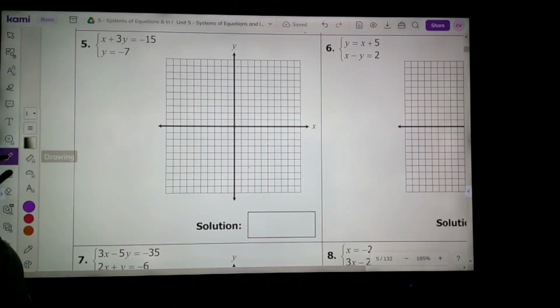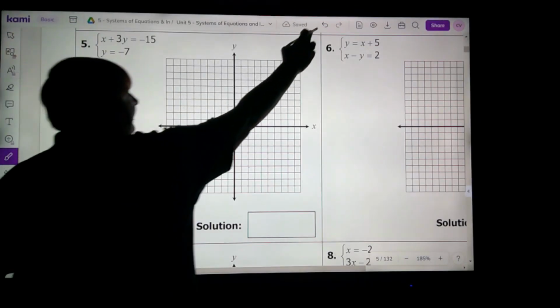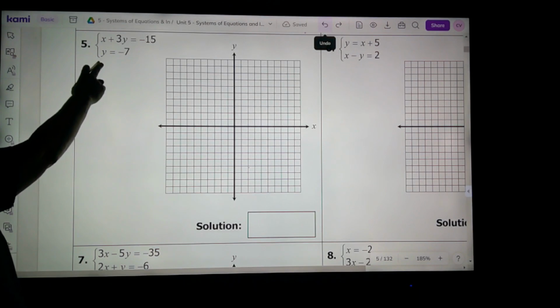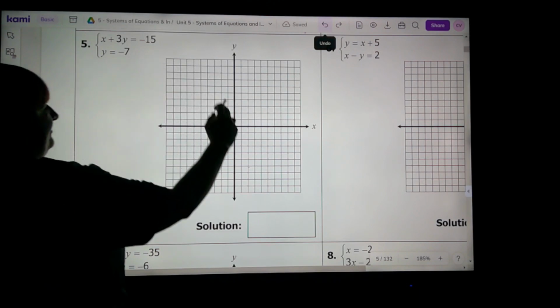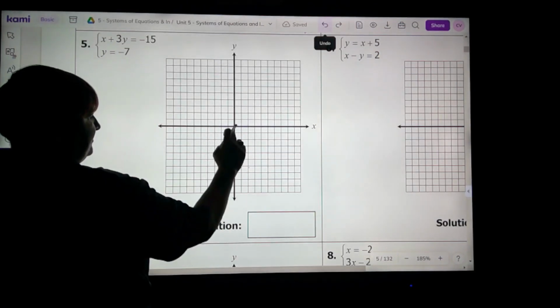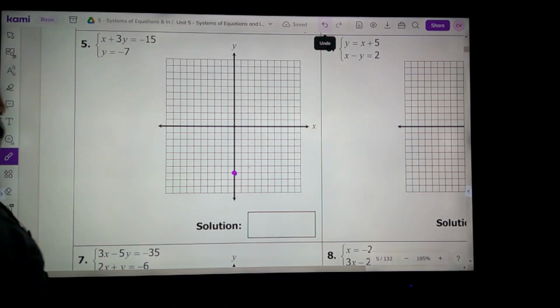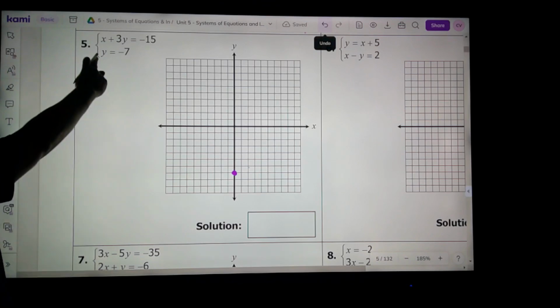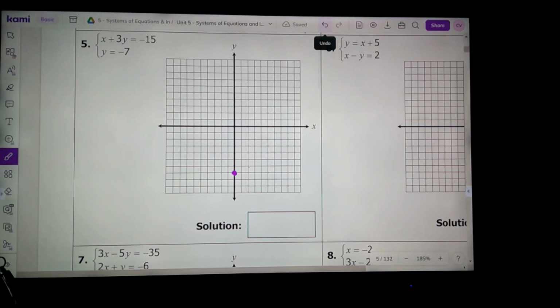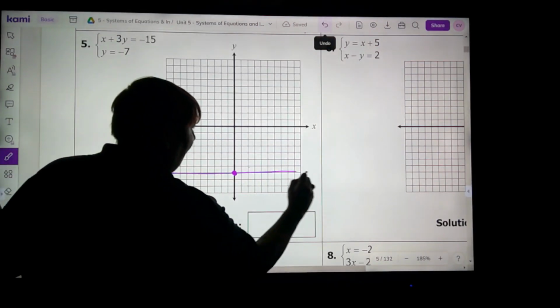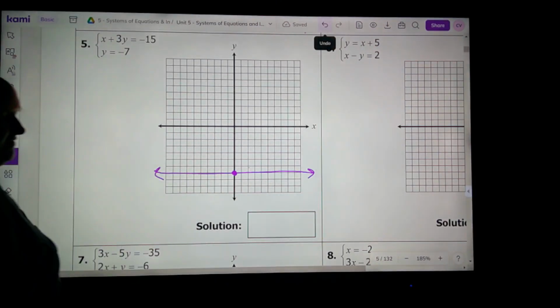Alright, one of these is already in an interesting form, right? Good thing we learned how to graph vertical and horizontal lines. Right? This one should be easy. Y at -7, so on the y-axis, 1, 2, 3, 4, 5, 6, 7 down. Y at -7. And we know, because it's just y equals -7, that it's going to create a horizontal line. That's an easy one to do.